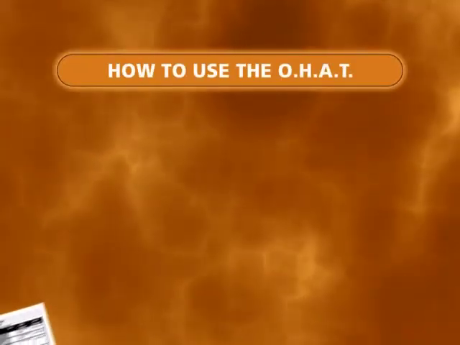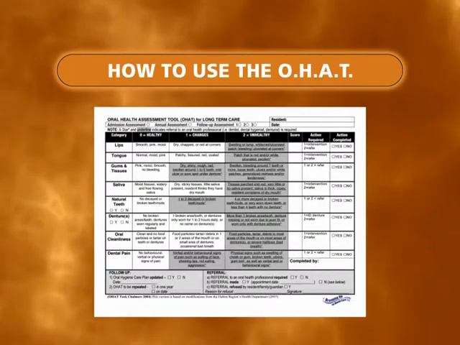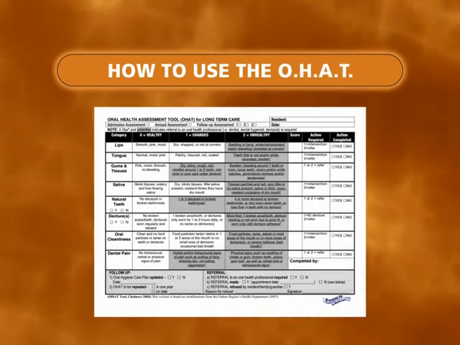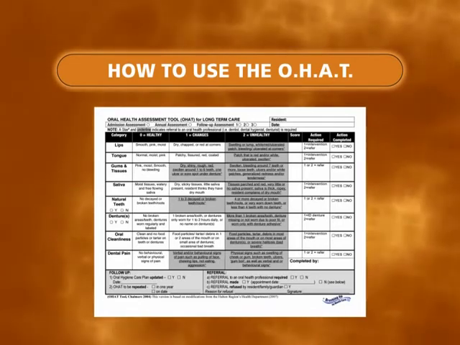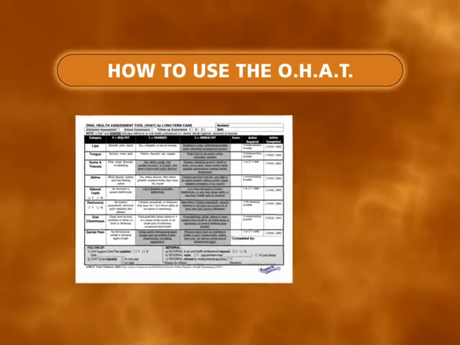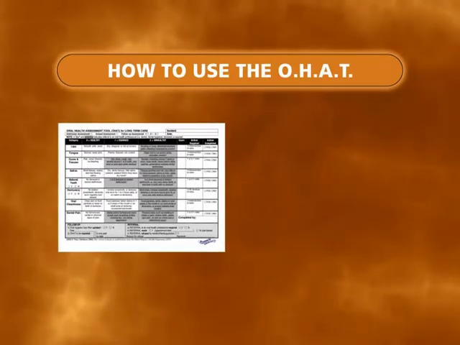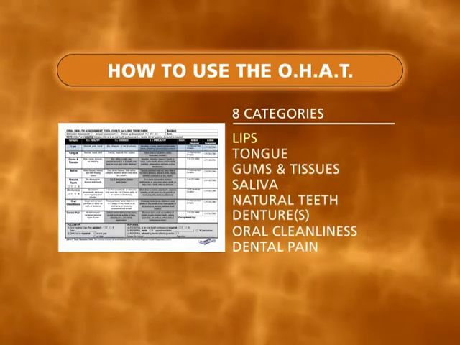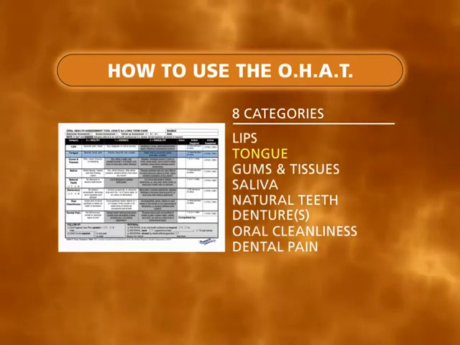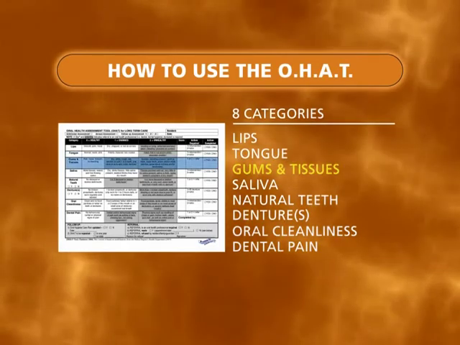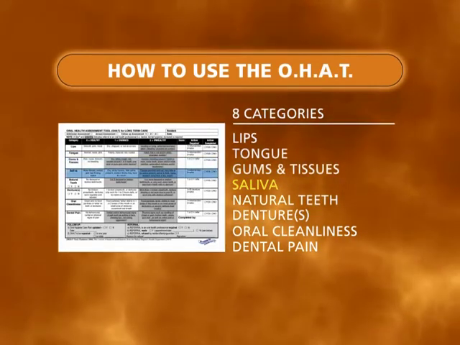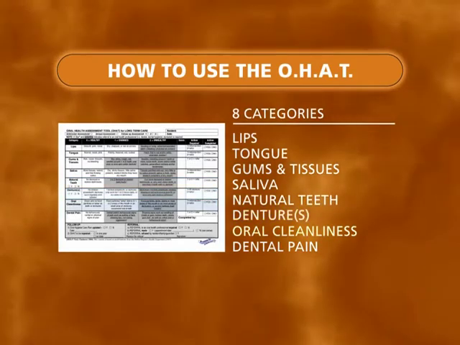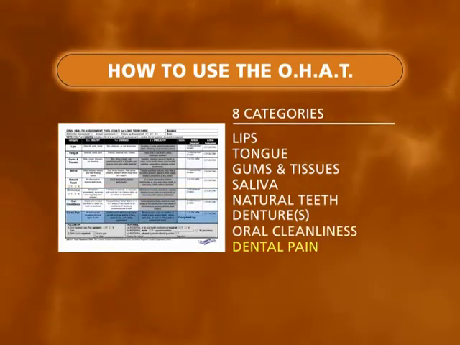How to use the Oral Health Assessment Tool. The Oral Health Assessment Tool outlines all the information needed for the annual assessment on one page, making it relatively quick and easy to use. The 8 categories we will examine are lips, tongue, gums and tissues, saliva, natural teeth, dentures, oral cleanliness, dental pain.